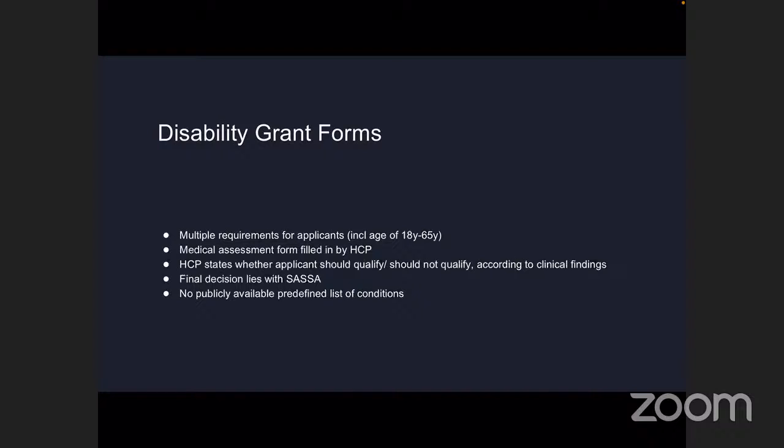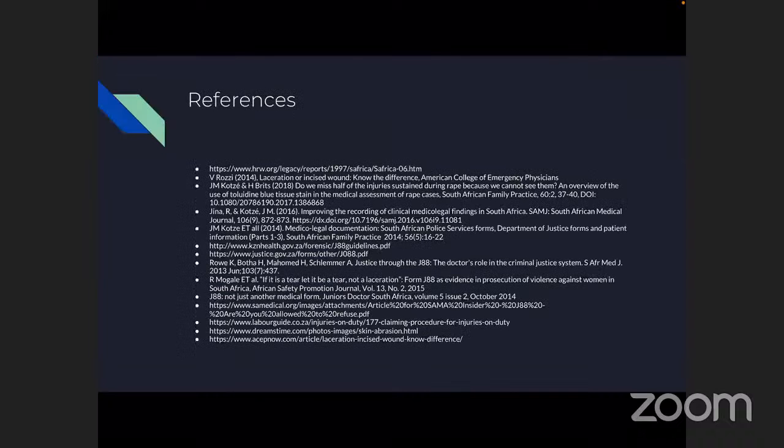So there's no publicly available or predefined list of conditions which qualify for a disability grant, but it's most likely conditions which will result in physical disability, or you can break it down according to systems such as musculoskeletal and back injuries, cardiovascular, such as severe heart failure or coronary artery disease, and respiratory conditions such as COPD or asthma. So basically according to each system. And yeah, these are our references.